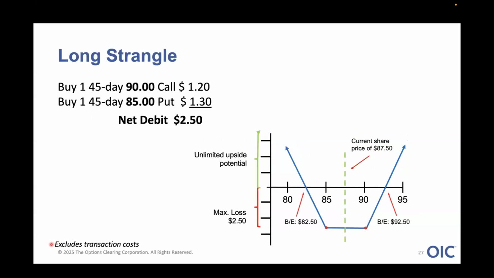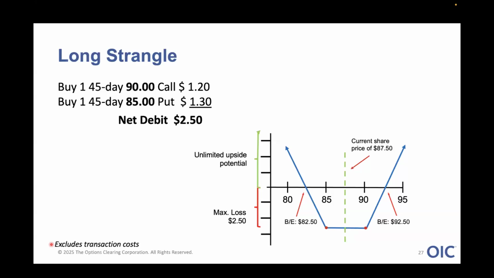Now the cousin to the long straddle is the long strangle. This is where instead of buying the at the money options, we're going to buy the out of the money options. So maybe I don't want to pay $4 for the at the money straddle, but I still think the stock is going to make a huge move either up or down.